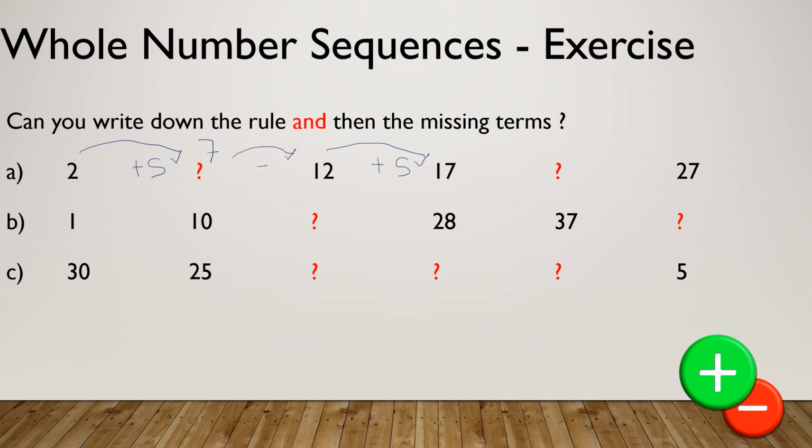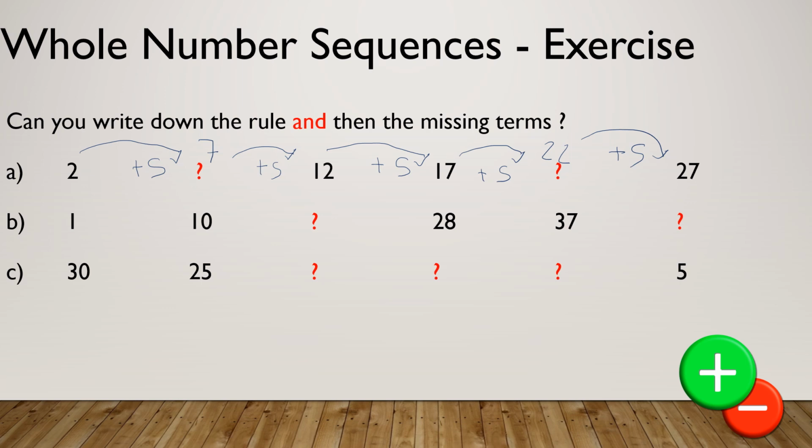7 plus 5 is indeed 12. So my rule's working. Plus 5 is 17, plus 5 gives me 22. Let's check it works. 22 plus 5, it is indeed 27. Have a go at B and C and see if you can fill in the missing ones.